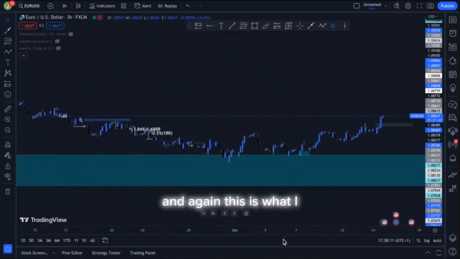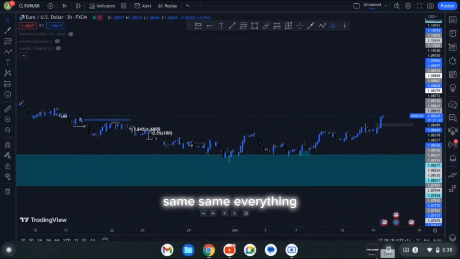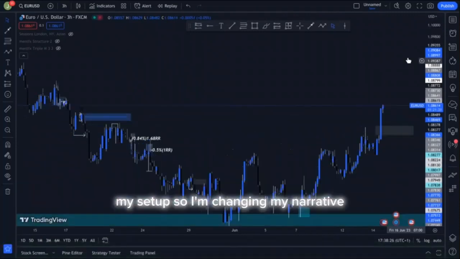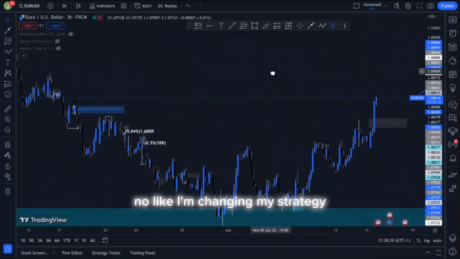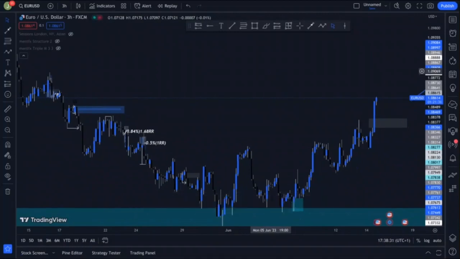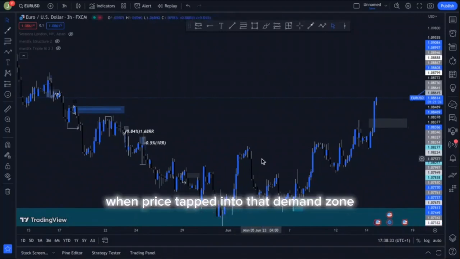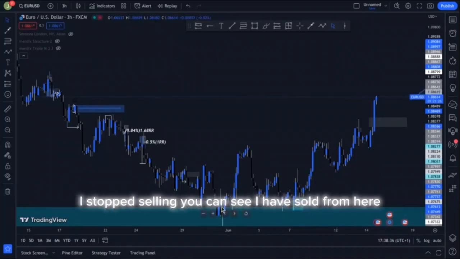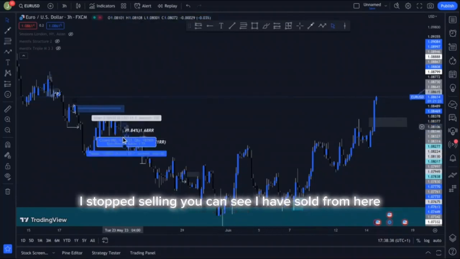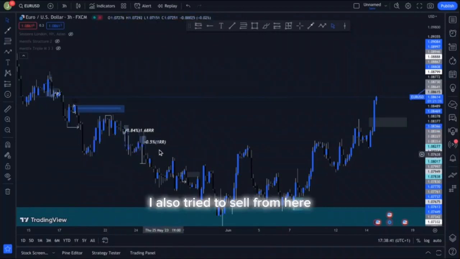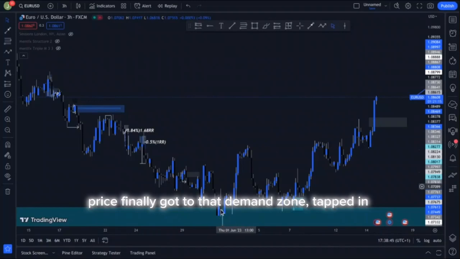And again, this is the same method I taught last year, same thing I traded last year, the same setup, same principles, same everything. It's not like I'm changing my setups or my narrative or my strategy. You get it. So yeah, when price tapped into that demand zone, I stopped selling. You can see I sold from here. I also tried to sell from here, which I was stopped out. And price finally got to that demand zone and tapped in.